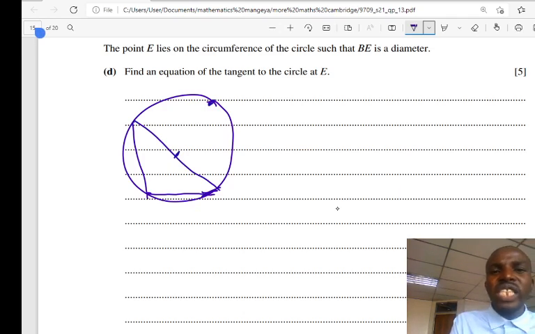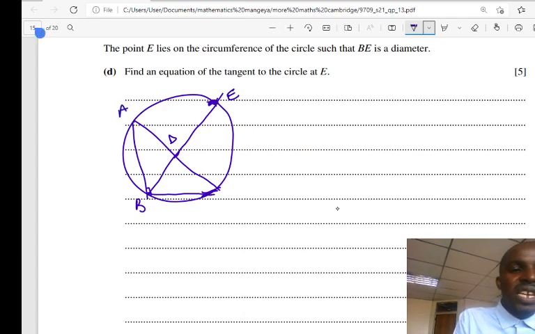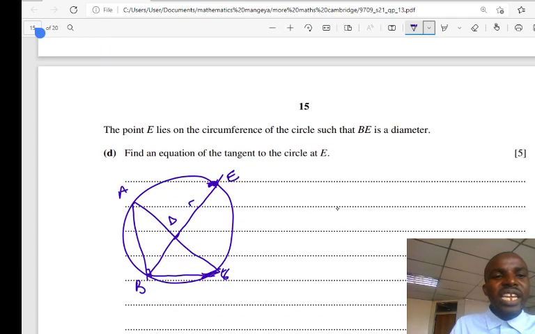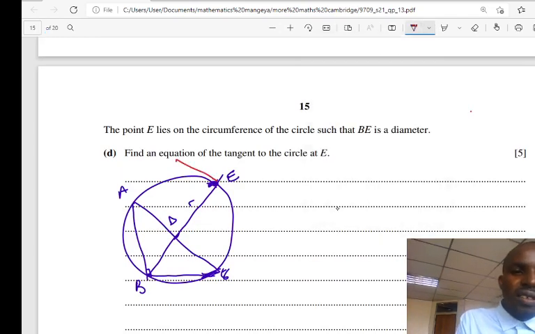Point E lies on the circumference of the circle such that BE is the diameter, which means E is supposed to be somewhere here, passing through the center, right? It passes through D, like this. So there's E somewhere here, and we have our A here, and we have our C on this side. Our radius here will be root of 17, right? This one is the radius. So they say, find the equation of the tangent to the circle at E. Tangent at E will be like this.